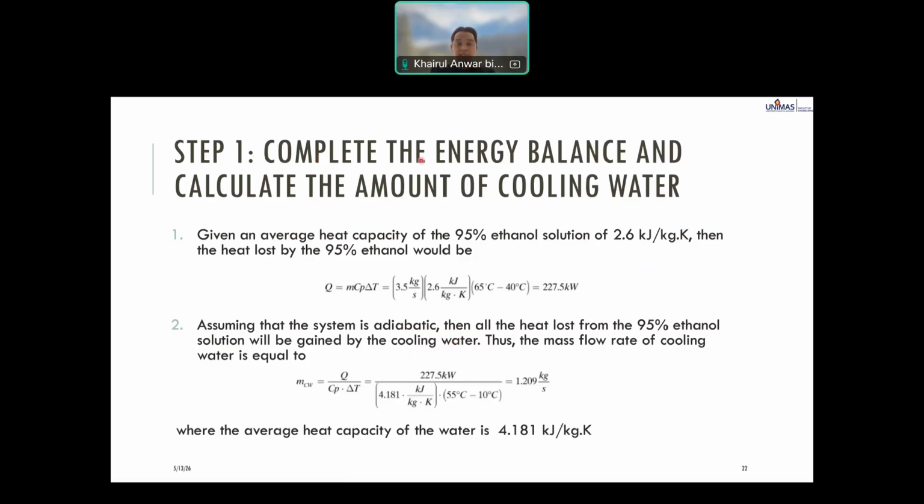Step 1, complete the energy balance and calculate the amount of cooling water. Given an average heat capacity of the 95% solution of 2.6 kilojoule per kg Kelvin, the heat lost by the 95% ethanol would be 227.5 kilowatt. So 2.6 is given only.